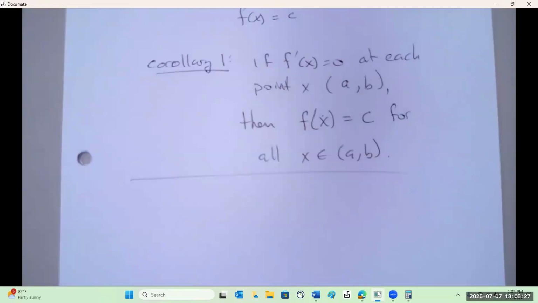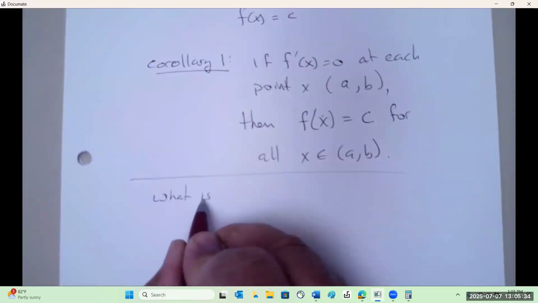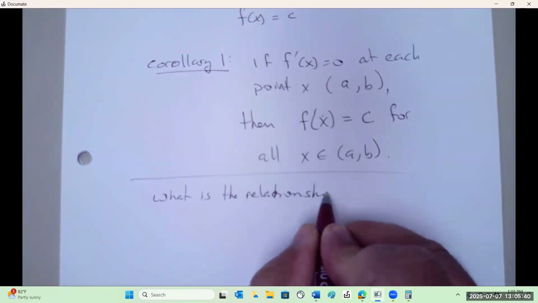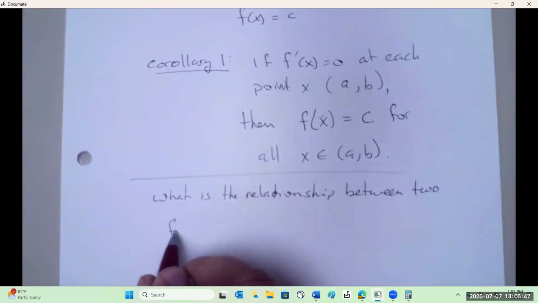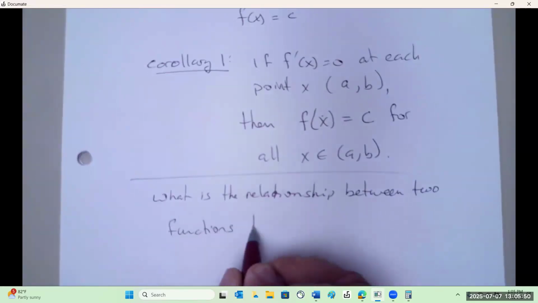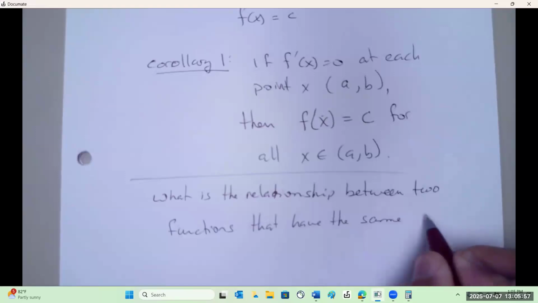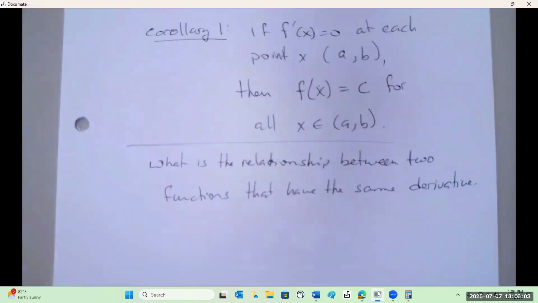So the next question we asked: what is the relationship between two functions that have the same derivative? Actually, the last example we just did answers this one.